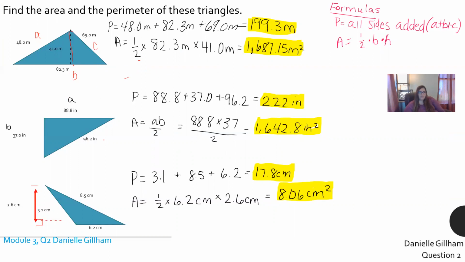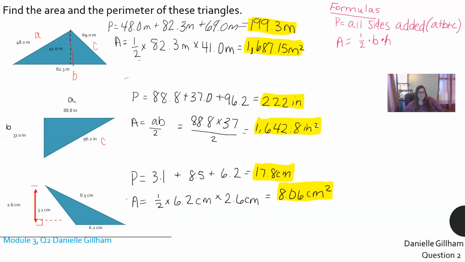Now let's work the second one. So we have sides A, B, and C. We're going to add them all up, and we're going to get 222 inches. Now, to do area, we can also do base times height times half. And if we can put it in this form, sides A and B, which are base and height, cut in half, which equals 1,642.8 inches squared.